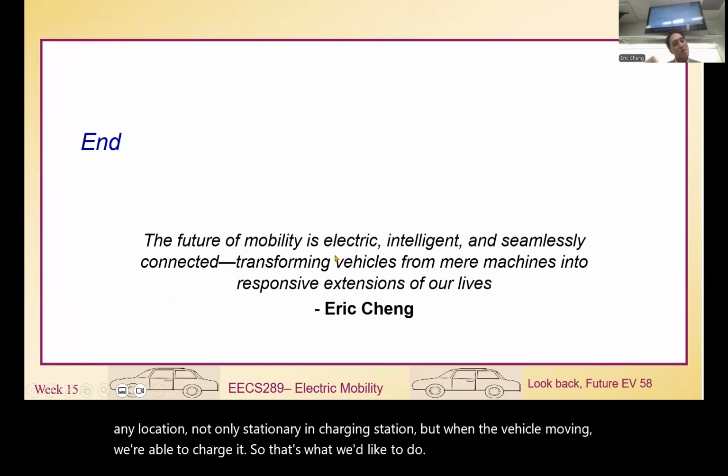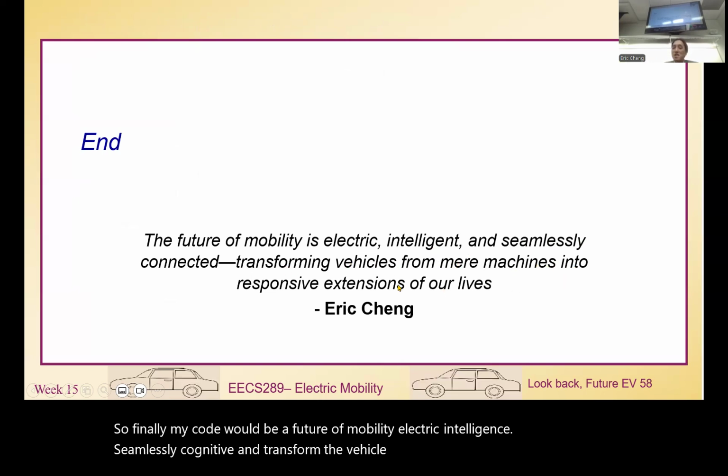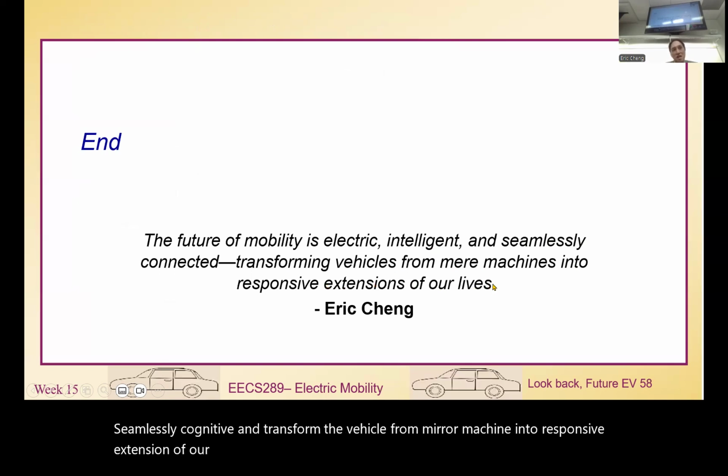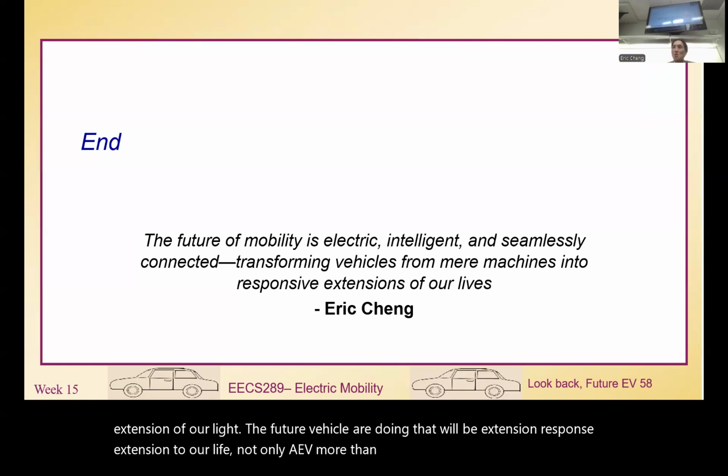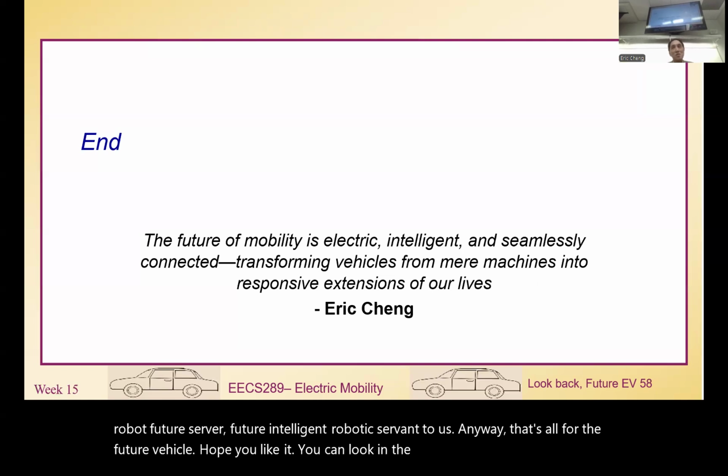So finally, my quote would be: the future of mobility is electric, intelligent and seamlessly connected, and transforms the vehicle from mere machine into a responsive extension of our life. The future vehicle will be a responsive extension of our life, not only an EV, more than that. More like a future robot, a future intelligent robotic servant to us. Anyway, that's all for the future vehicle. Hope you like it. You can look at how our future vehicle looks.